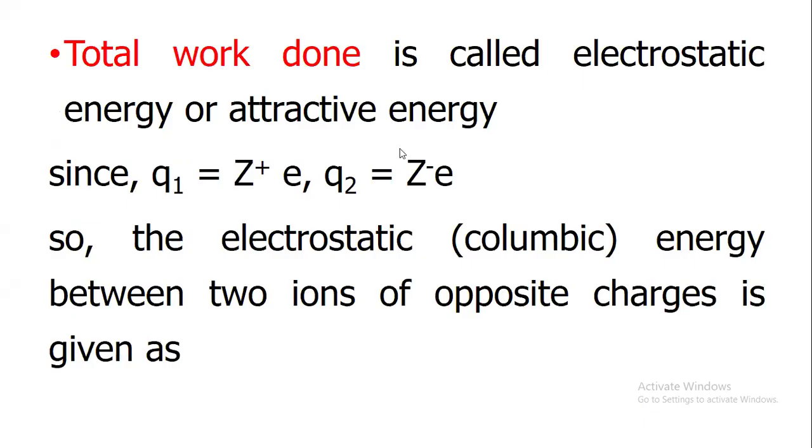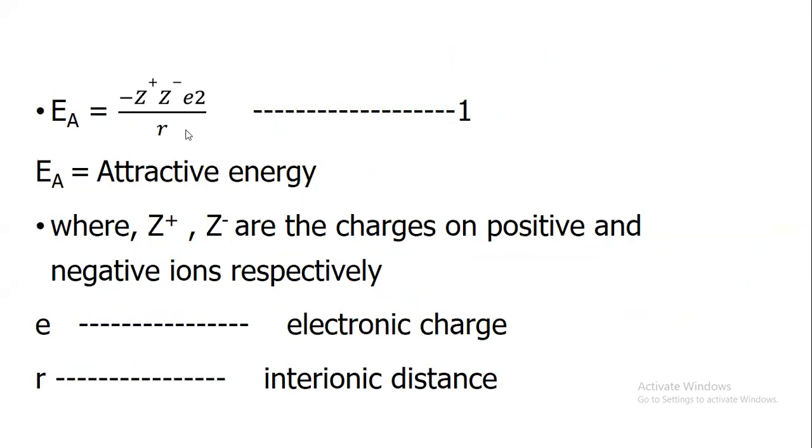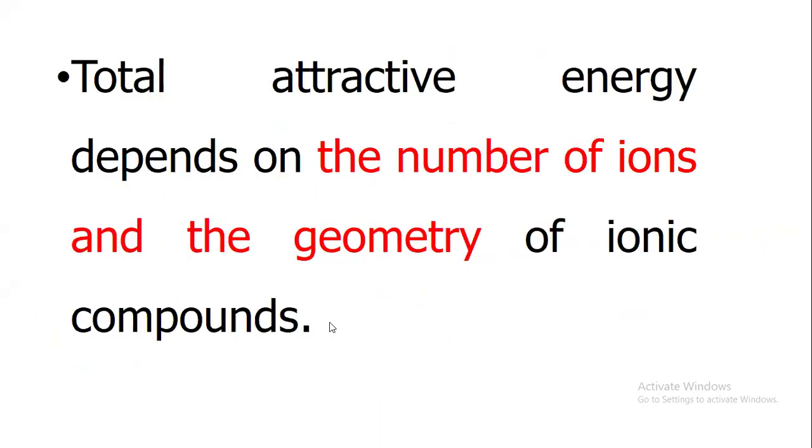Total work done is called electrostatic energy or attractive energy, since Q1 is Z plus e and Q2 is Z minus e. So the electrostatic energy between two ions of opposite charge is given as E equal to minus Z plus Z minus e squared over R, the attractive energy. Z plus and Z minus are the charges on the positive and negative ions respectively, e is the electronic charge, and R is the interionic distance.